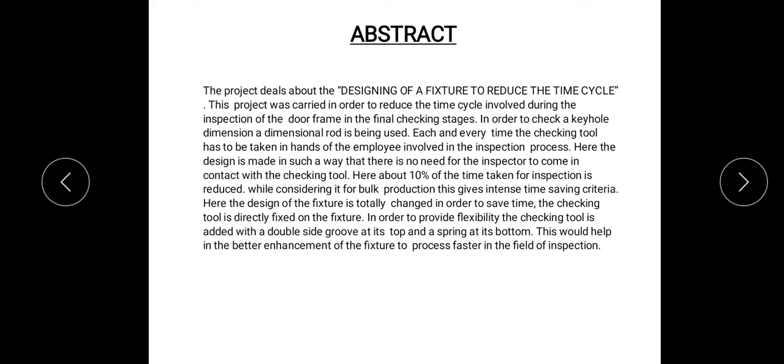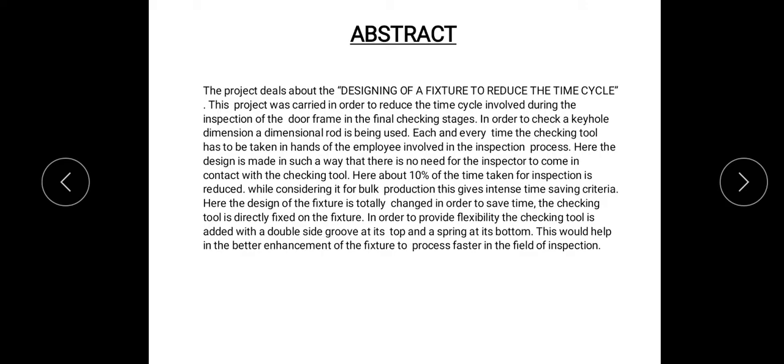So, when we deal with the abstract, the project is about designing a fixture to reduce the time cycle. This project was carried out in order to reduce the time cycle involved during the inspection of a door frame in the final checking stages. In order to check a keyhole dimension, a dimensional rod is used. Each and every time the check tool has to be taken in the hands of the employee involved in the inspection process. Here, the design is made in such a way that there is no need for the inspector to come in contact with the checking tool.